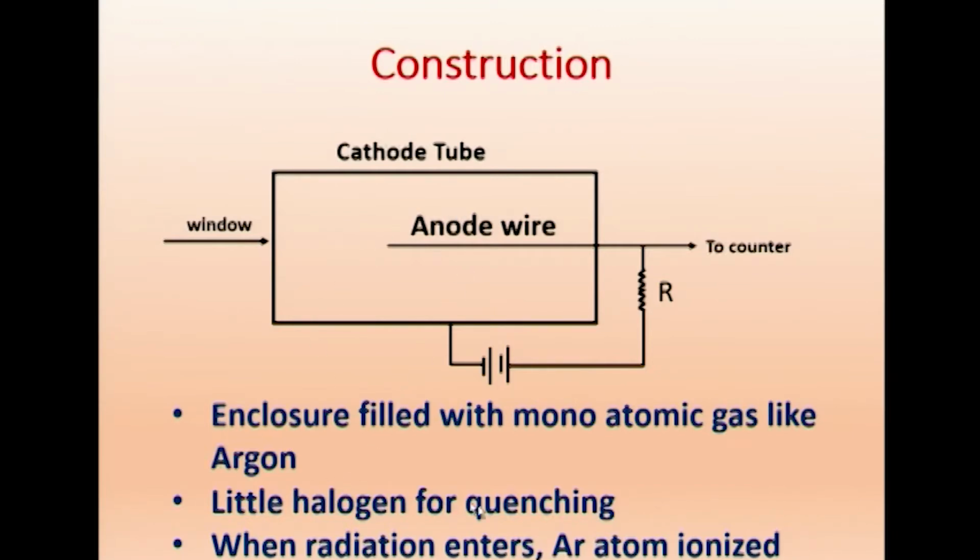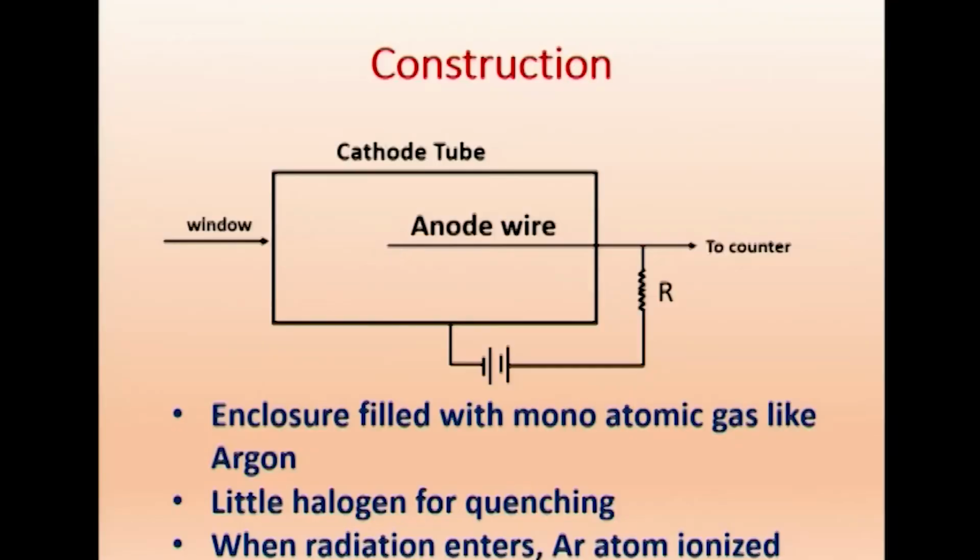A little halogen is used for quenching. We will discuss quenching later. For now, we just say some halogen is used for quenching purposes. Quenching in the sense that once a particle comes, it should immediately get absorbed and then be ready for the next pulse. That is called quenching. What happens when radiation enters from this window?